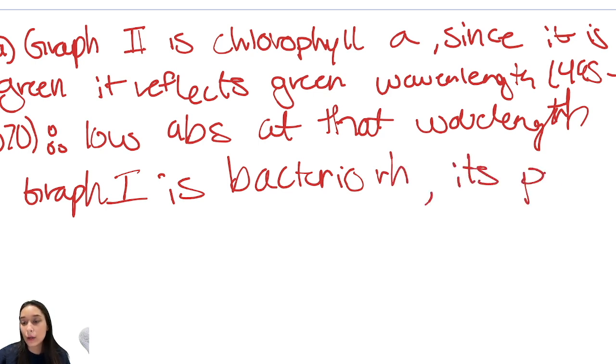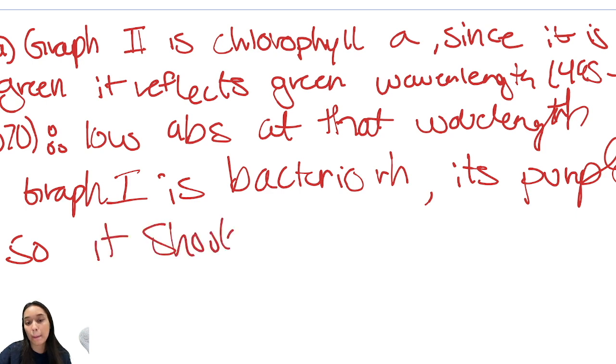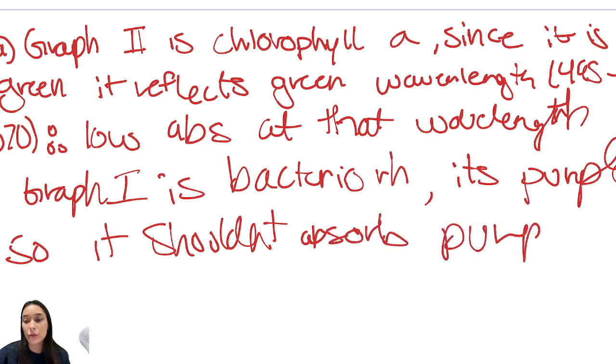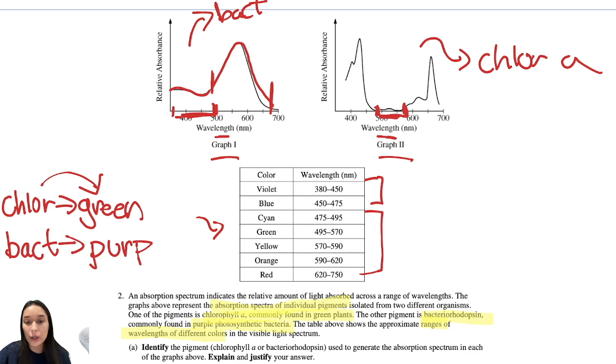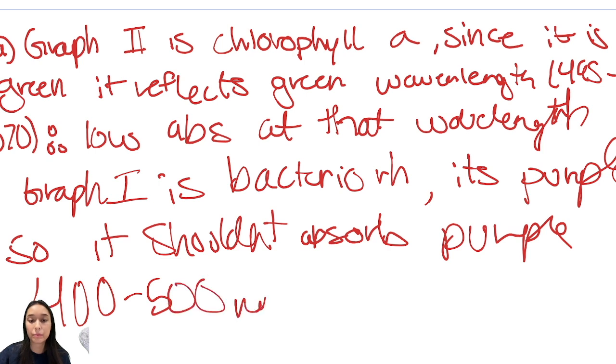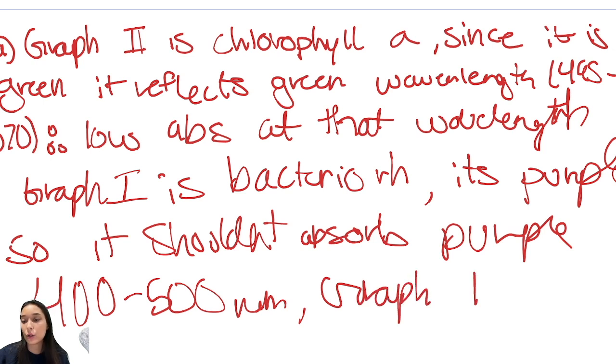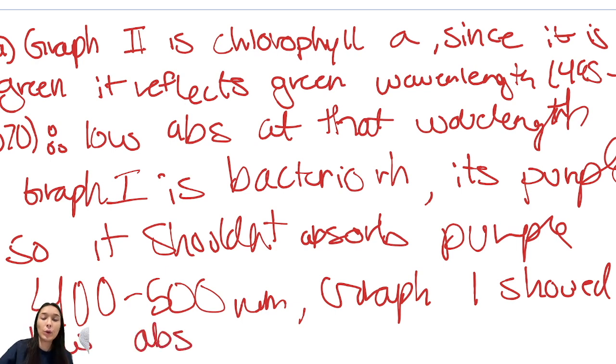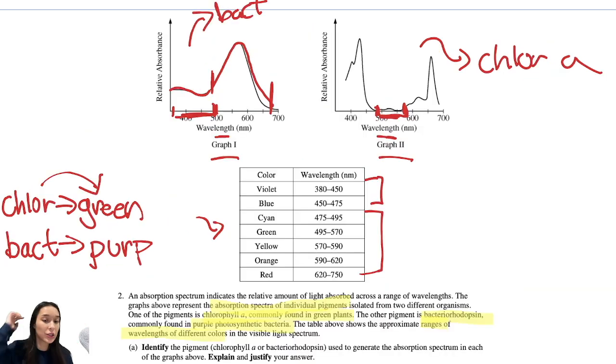It's purple. Again, write full sentences, but just for the sake of time, I'm just going to write down the main points. It's purple, so it shouldn't absorb purple, which goes from, I believe, around 400, purple and blue, between 400 and 500, just as a rough estimate. And graph 1 showed low absorption there. Okay, so that is it for the first part. So that should get us about 4 marks. Now we're going to go on to B.